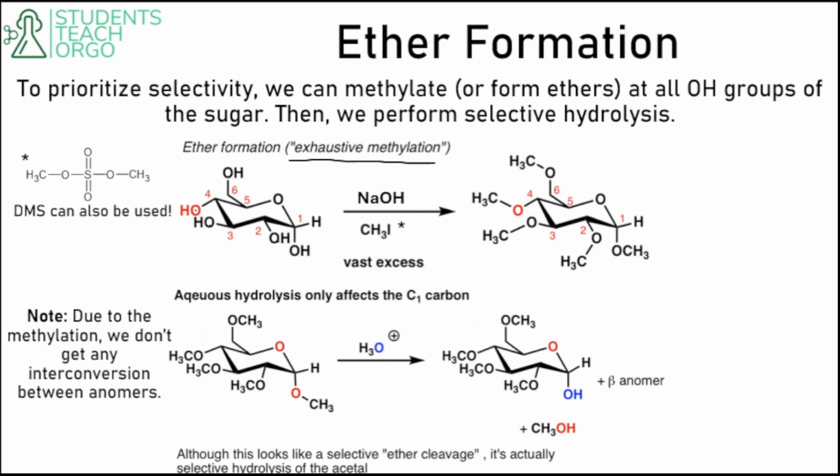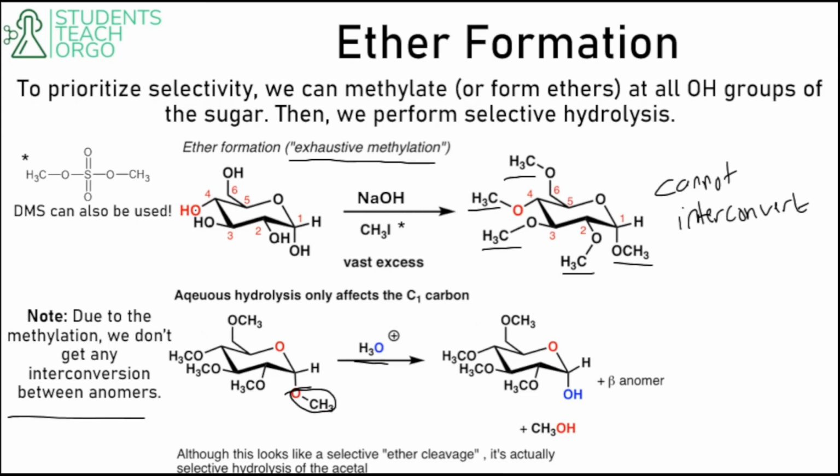Why is this? Well, first we are going to methylate, meaning on every single available OH, we methylate. So I'm going to get 1, 2, 3, 4, 5 methyls added. So now this cannot interconvert. What do I mean by that? Well, I cannot convert between the linear or the cyclized form. It's just the cyclized form, and I have it written here. Why? Because I get rid of that OH. And then after doing aqueous hydrolysis, we use aqueous acid, we're just going to only affect this methoxy group, the one that's on the anomeric carbon.